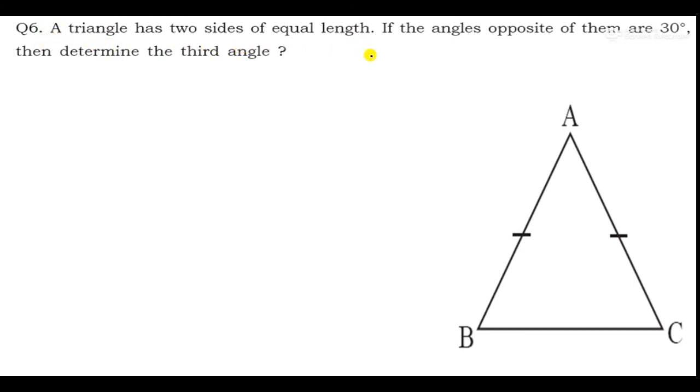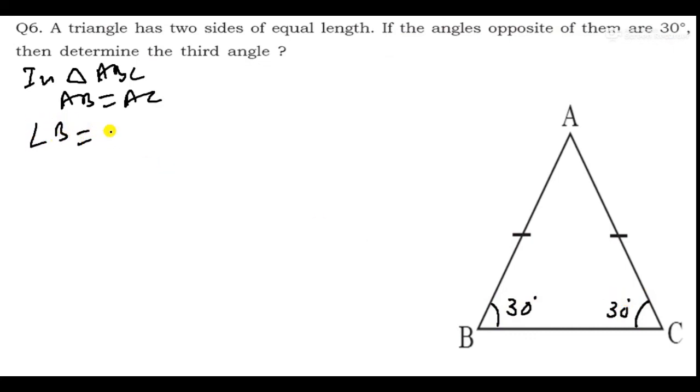A triangle has two sides of equal length, so AB and AC are equal. So you can write in triangle ABC, AB is equal to AC. If the angles opposite to them are 30 degrees, so angle B is equal to angle C, which is given as 30 degrees. Determine the third angle. So you want to find angle A.